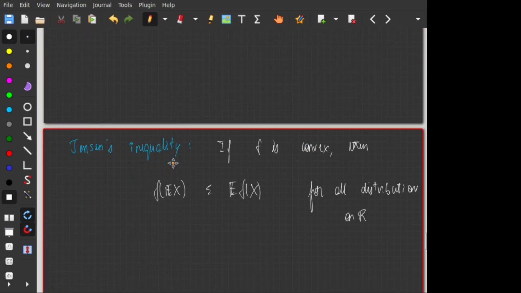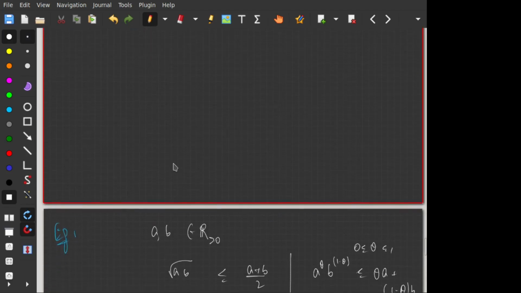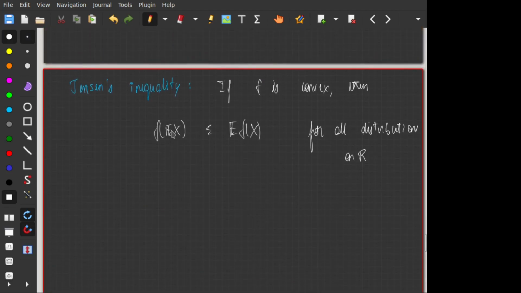Then we looked at a generalization, in some sense, of convexity of functions, which is called Jensen's inequality. If f is convex and x is a random variable with any distribution for that matter, then f of expectation of x is always less than or equal to the expectation of f of x. This holds for all distributions on R or more generally over Rn. And Jensen's inequality has many useful consequences.